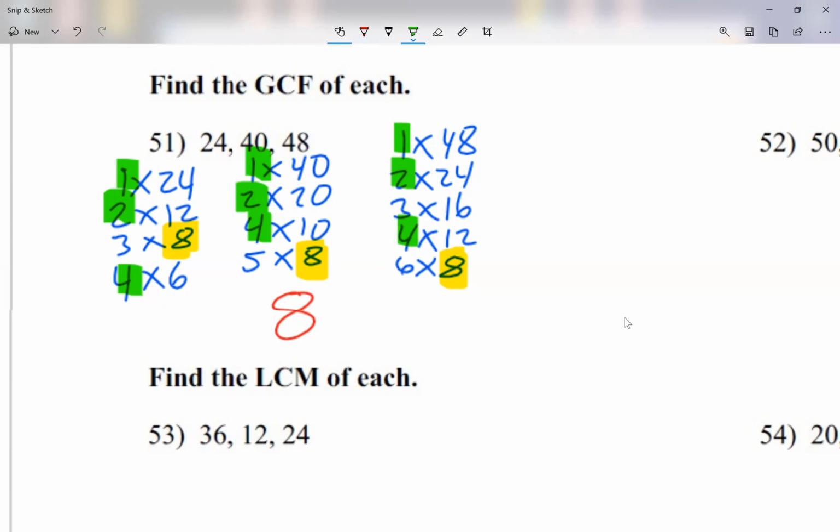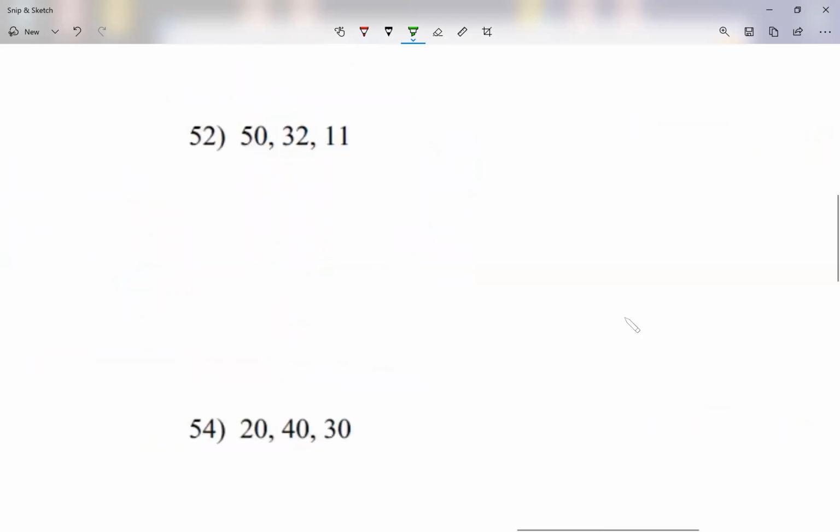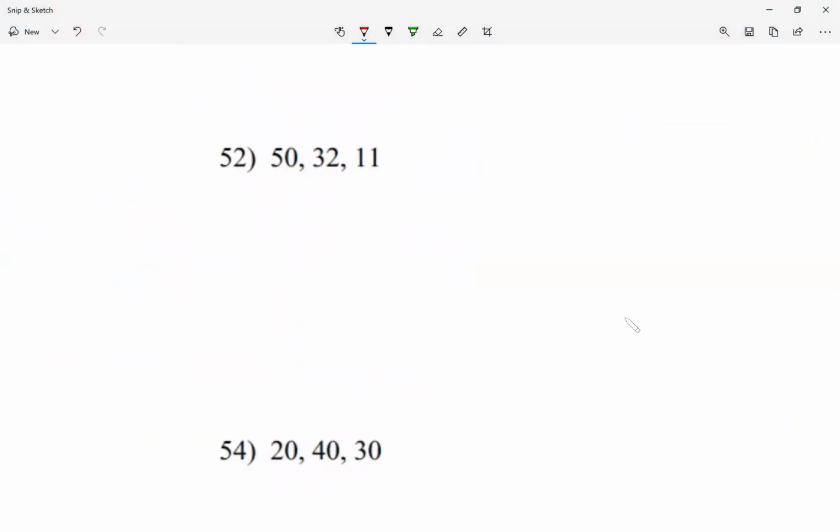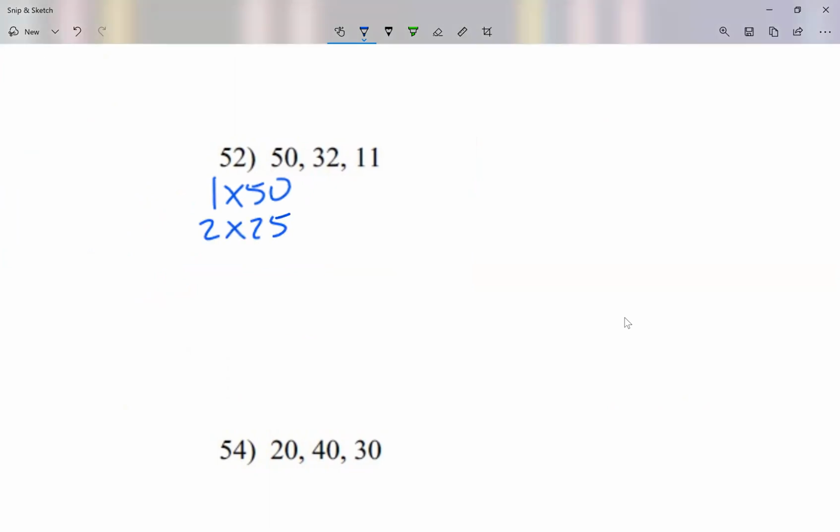All right, let's take a look at question number 52. Let me start by finding the factors of 50. So I'm going to say 1 times 50, 2 times 25. 3 and 4 are not factors. But then I have 5 times 10. 6, 7, 8, 9 are not factors of 50, so I stopped.